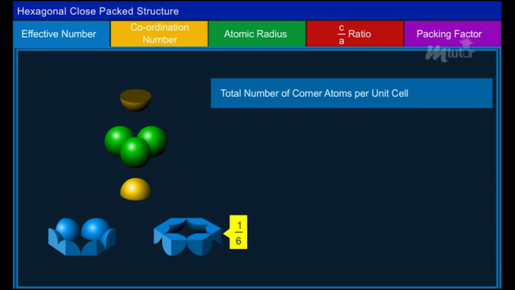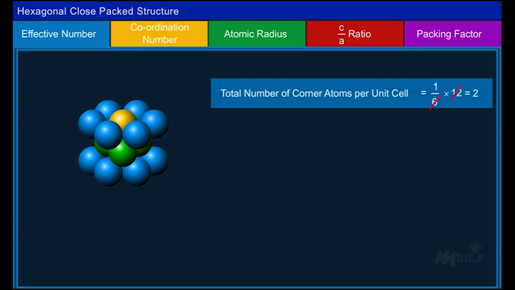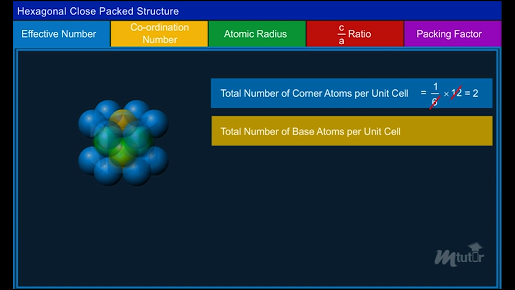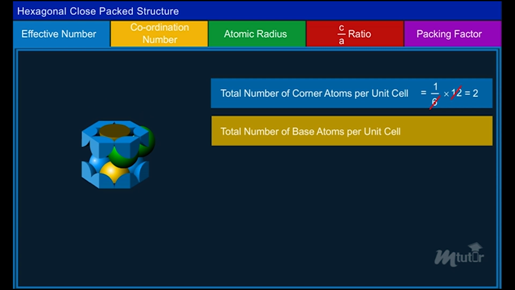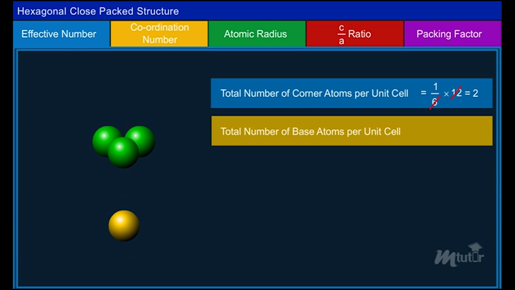Let us now slice off the corner atoms to observe their contribution to this unit cell. That means each corner atom contributes 1/6 of itself to the unit cell, and the number of atoms per unit cell is equal to 1 by 6 into 12, which is equal to 2. How about the base-centered atoms? Each base atom will be shared by 2 unit cells, and the number of base-centered atoms per unit cell is equal to 1 by 2 into 2, which is equal to 1.